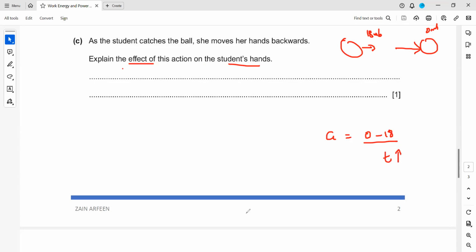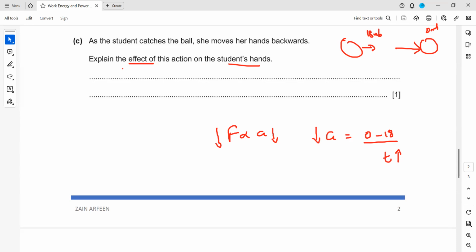As it takes a longer time for the ball to stop, what happens to the acceleration? The acceleration will be lower, it will decrease. And when it decreases the acceleration, what happens to the force on the hand? The force will also decrease. Because if an object has a greater acceleration, the force will be greater. But if an object has a smaller acceleration, then the force experienced will be smaller.